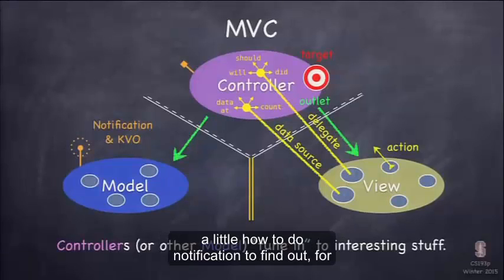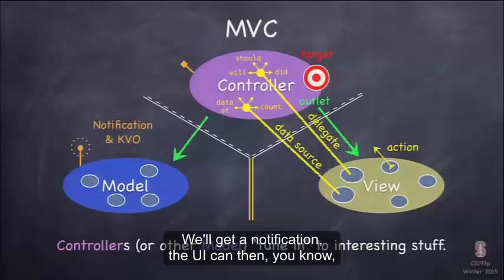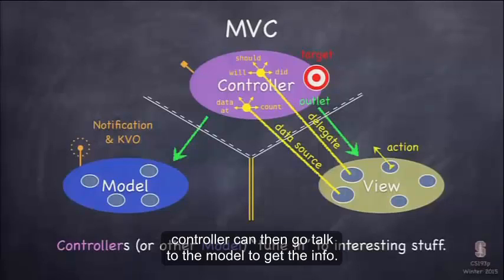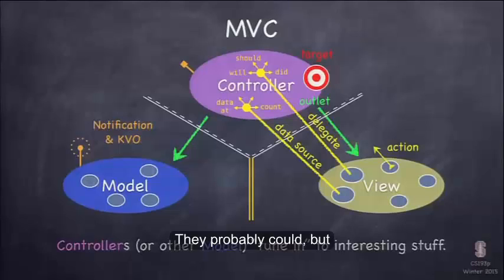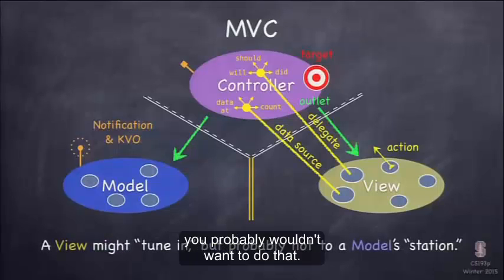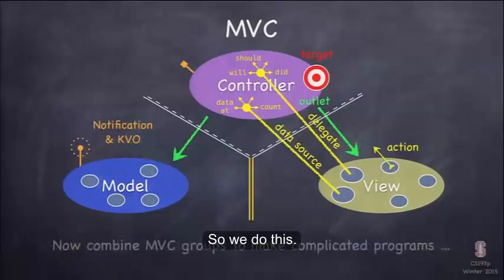Towards the end of the quarter, we'll start seeing how to do notification to find out, for example, if the data in a database changes. We'll get a notification, and the controller can then go talk to the model to get the new info. Okay? Some people have asked, can a view tune into the radio station? They probably could, but you probably wouldn't want to do that. That would probably be a violation of MVC.